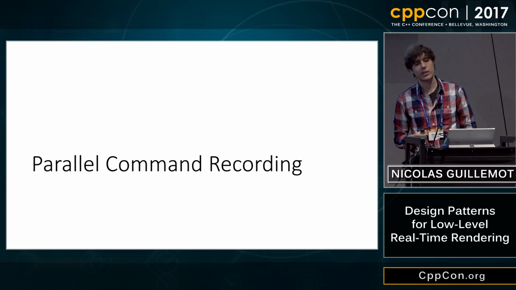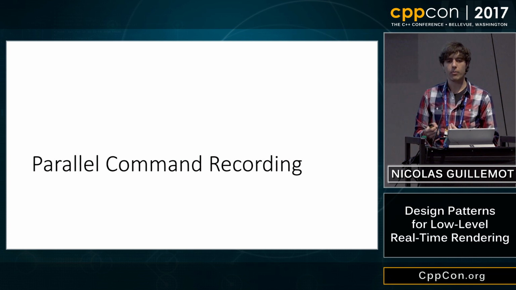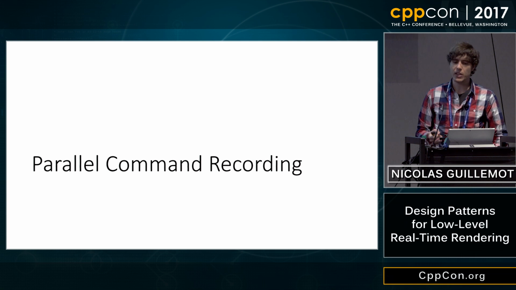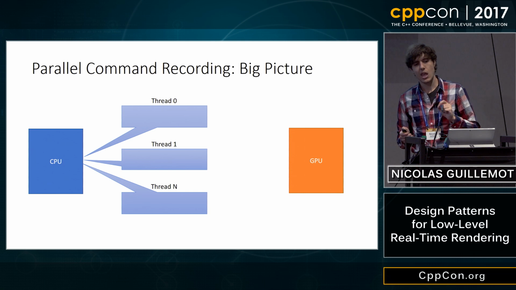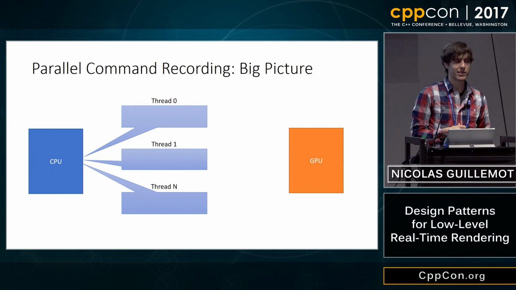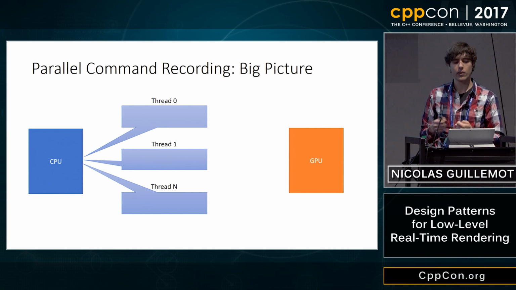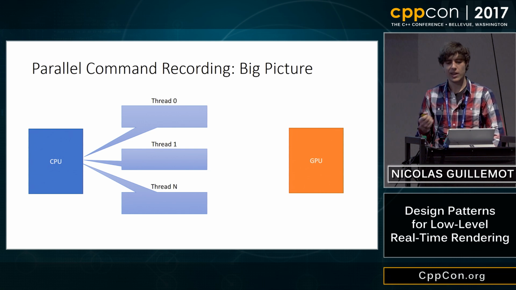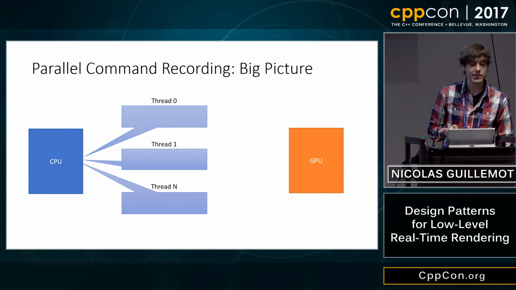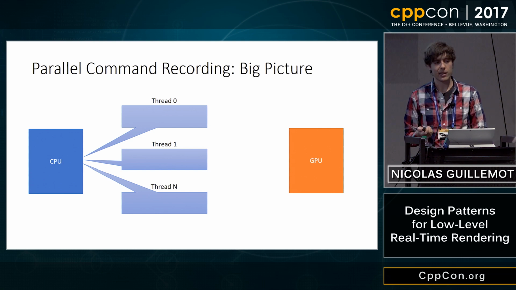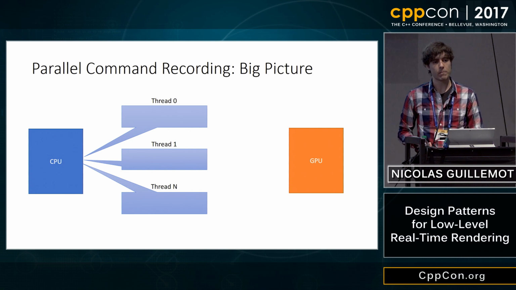So the next thing I'm going to talk about is parallel command recording, which is a really big feature of a lot of these new APIs. Here's the big idea: it turns out that writing command lists is actually quite CPU intensive. So one of the ways in which that overhead has been mitigated in recent APIs is they make it possible to write commands in multiple threads in parallel.